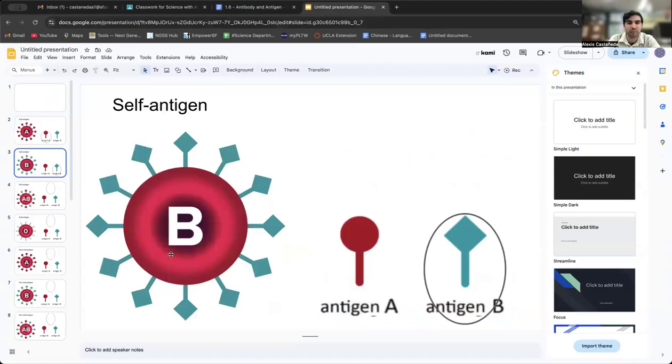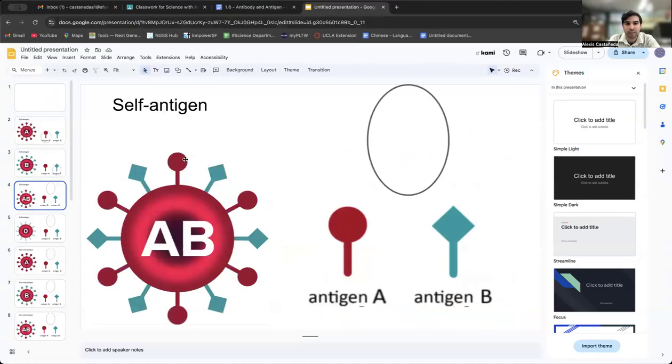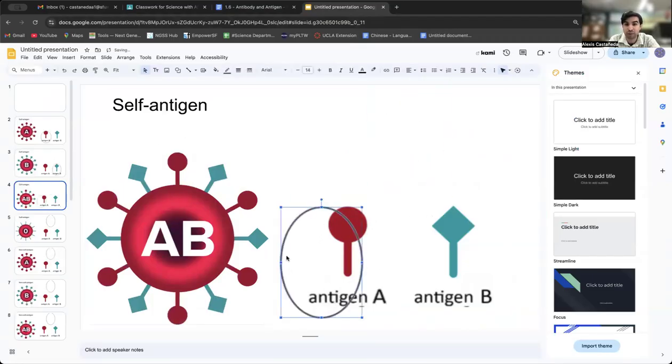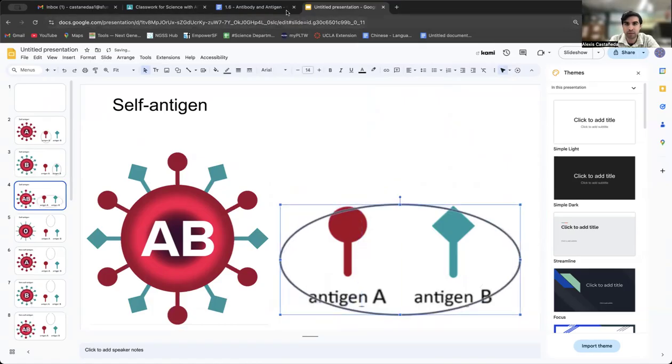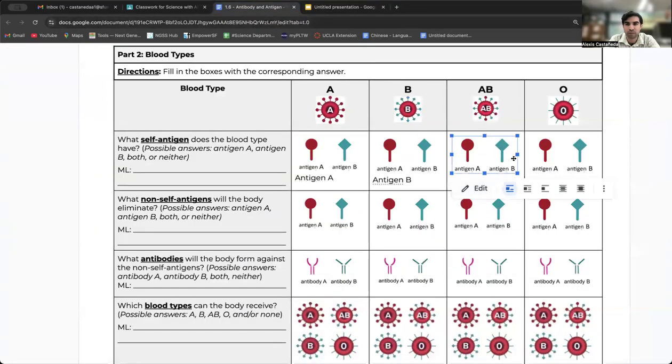What about blood type AB? Blood type AB has antigen A and it has antigen B. It has both of those on the surface. So its self-antigens are both of these. It has both antigen A and antigen B. So I can write both. The options are antigen A, antigen B, both, or neither. So this is going to be both: both antigen A and antigen B.